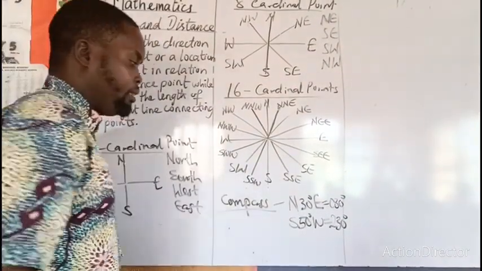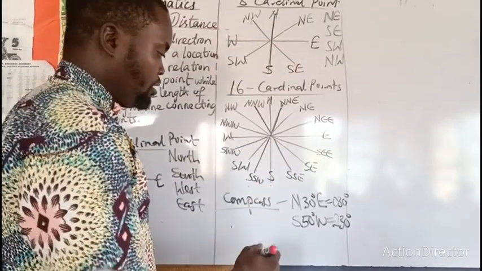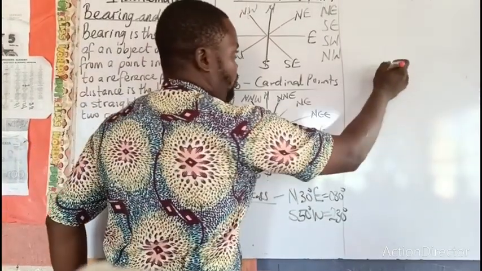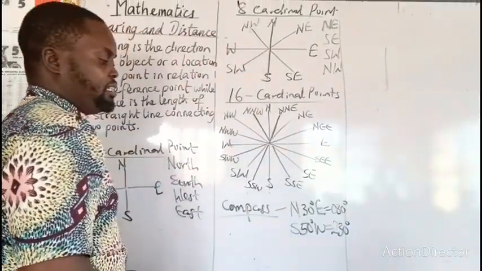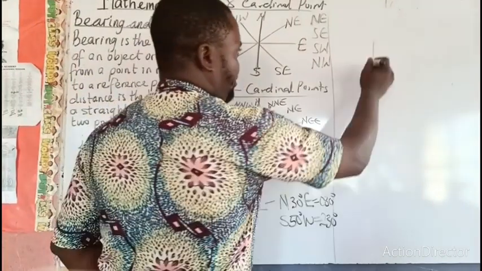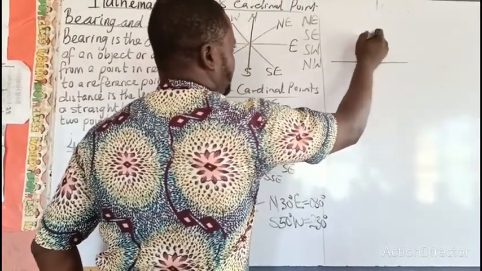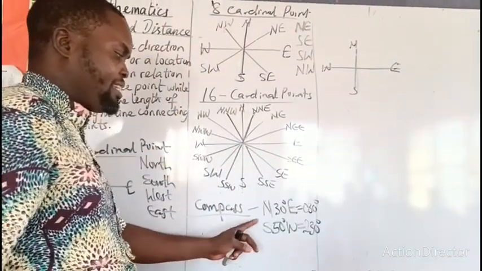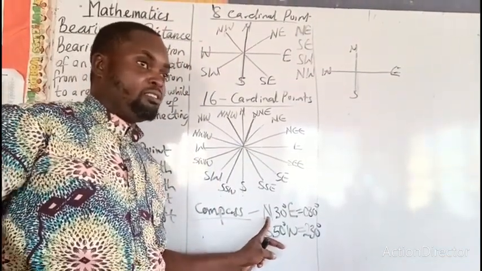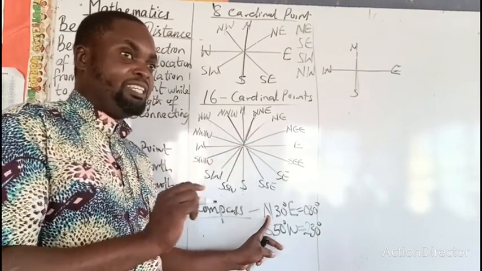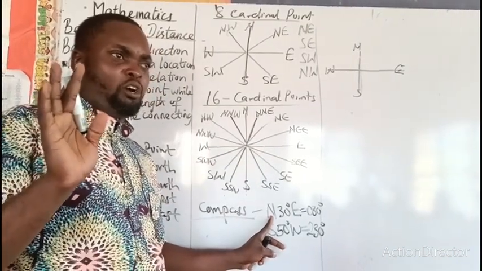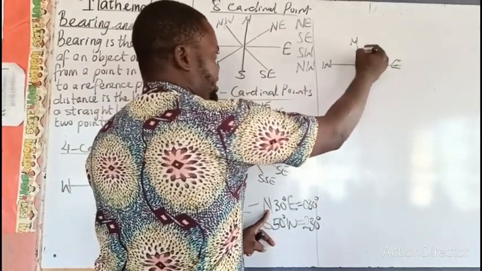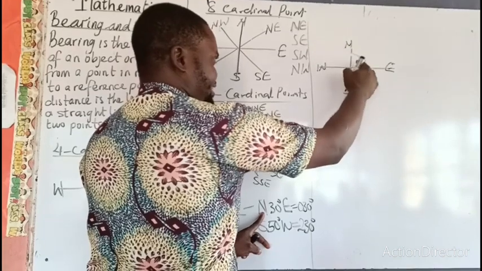Alright, now let's look at this. When they say north 30° east, what are they talking about? North. So what this means is that starting from north, read 30° to the east. That's it. From where? North. From the north, I go like this towards the east. You know that 30° is between north and east.